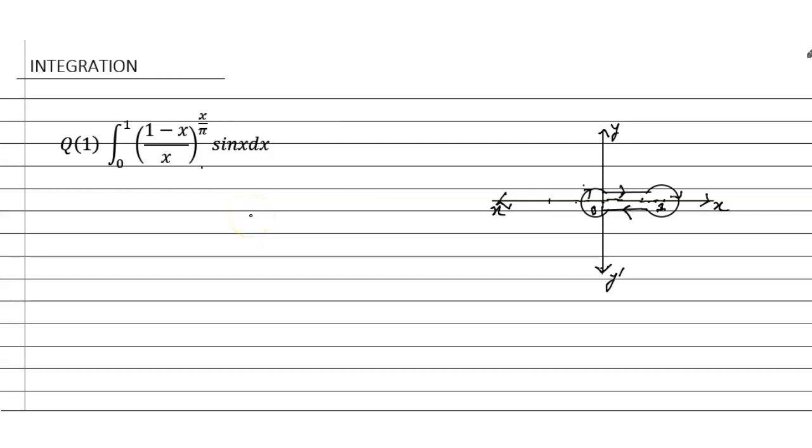Today's discussion is integrations, complex analysis and hypergeometric functions. So friends, the first problem is the integral from 0 to 1 of ((1 minus x) divided by x) whole to the power x by pi, times sin(pi x) dx.